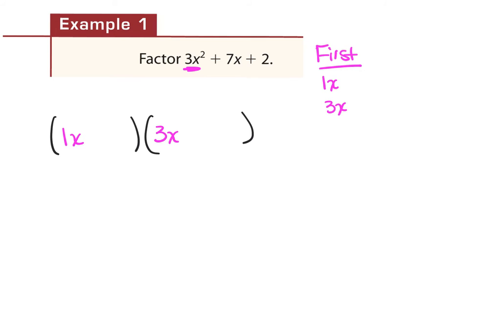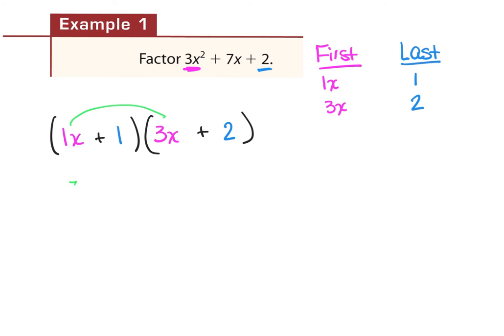Now here's the situation I run into. My last terms must be a product that creates 2. Well, 2 is also prime, so that's nice of them, right? My last terms have to be a product of 1 and 2. So you would think I could just say, oh, well, that's 1 and 2. I am done. But does it work? Well, we can FOIL it.